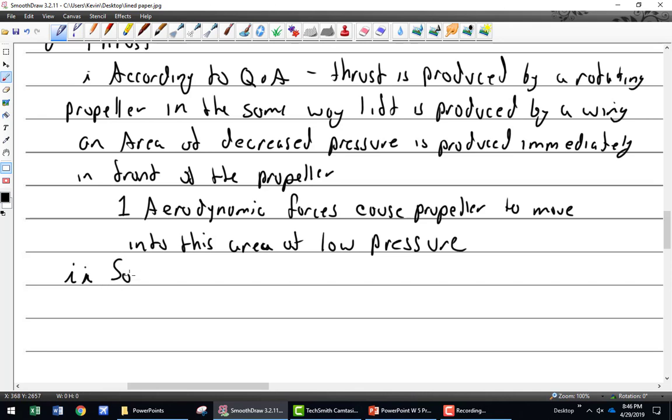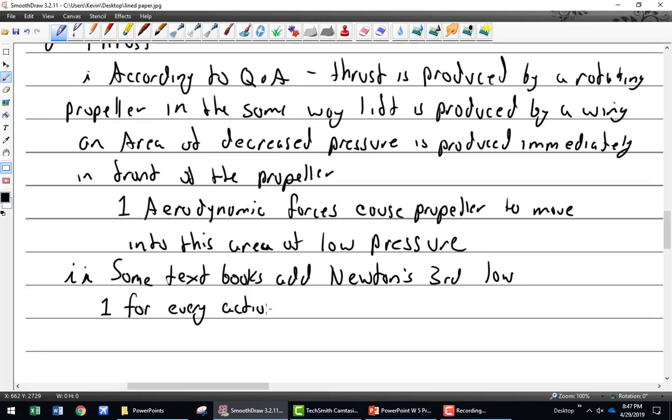All right, so some textbooks give credit here. Some textbooks add Newton's third law. And which law? What is Newton's third law? For every action, there's an equal and opposite reaction.